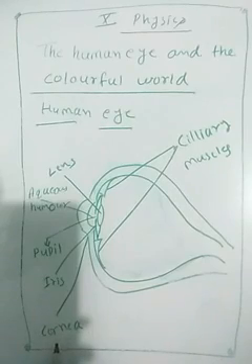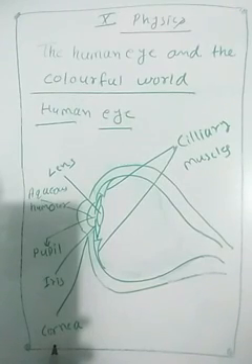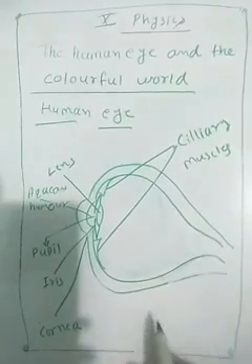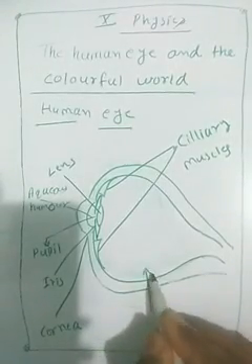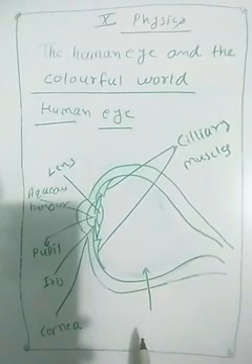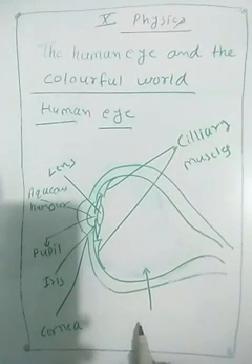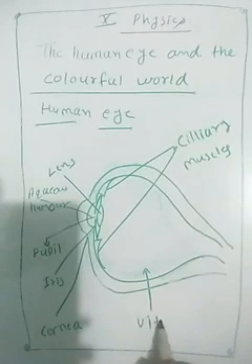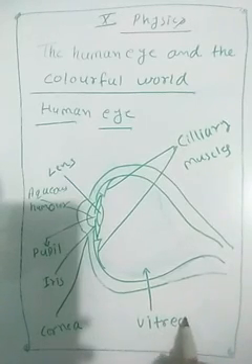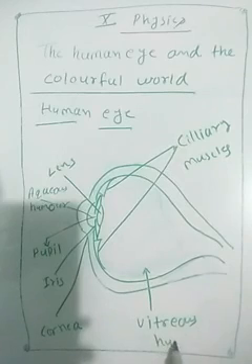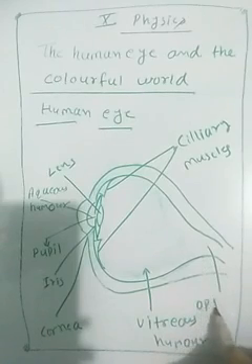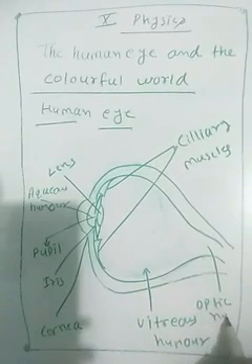This part is directly connected to the atmosphere and gets oxygen from the atmosphere. This is the cornea. This part is filled with a jelly-like substance which is truly transparent, known as the vitreous humor, V-I-T-R-E-O-U-S, vitreous humor. This is your optic nerve.